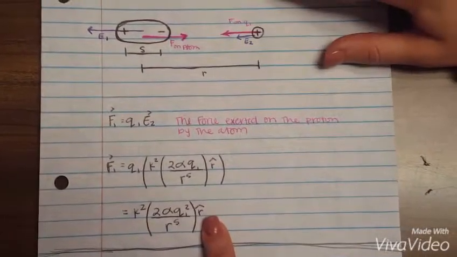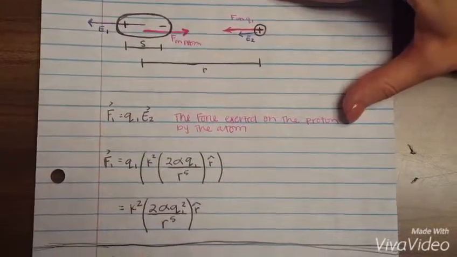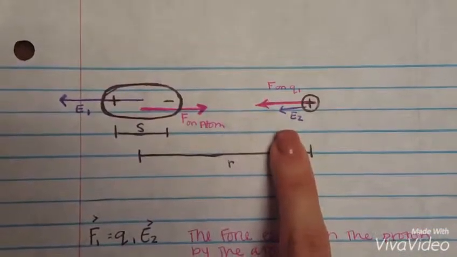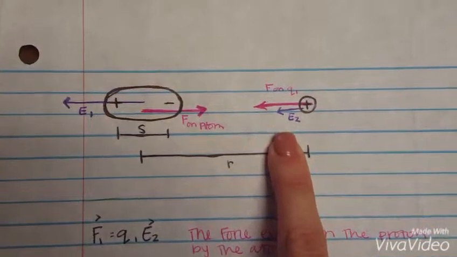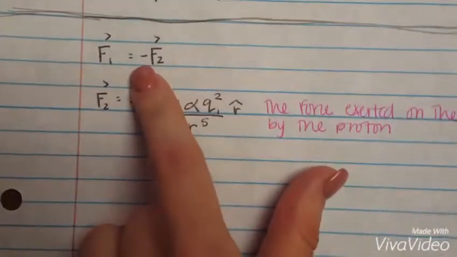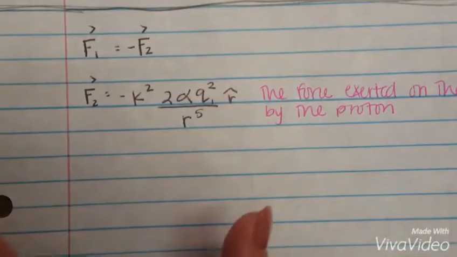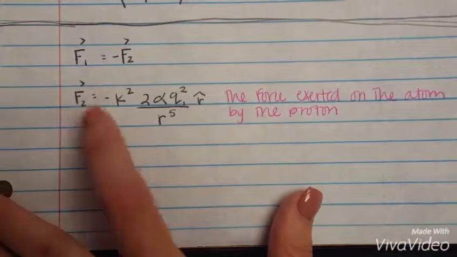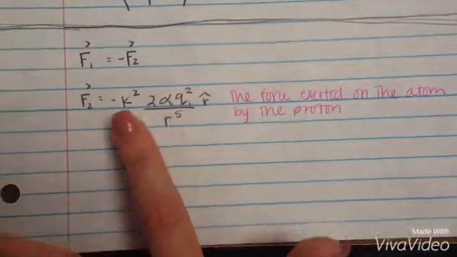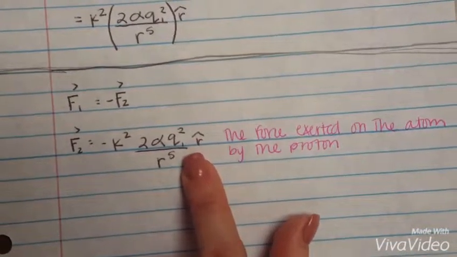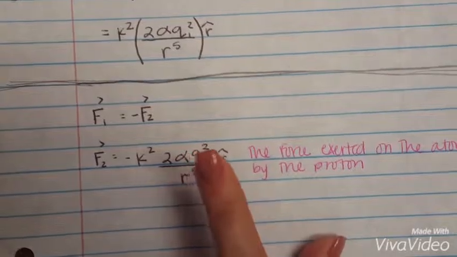Now, since neither the proton nor the atom is accelerating, the forces they exert on each other are equal in magnitude but in opposite directions. So the force exerted on the atom by the proton is simply F1 equals negative F2. So the force exerted on the atom by the proton is simply negative K squared times 2 times the polarizability times the charge of the proton squared divided by r to the fifth times r hat.